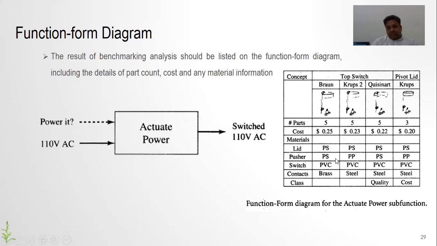This is a comparison. So function form diagram for the accurate power subfunction. In the power subfunction, what is Brown using? What is Groups 2 using? What is Krishnat using? And in the pivot lever, what is Groups using? So it is a comparison among the parts. Here, see, the parts are 5 altogether. Here it is 3. Then the special case, the Krishnat quality.